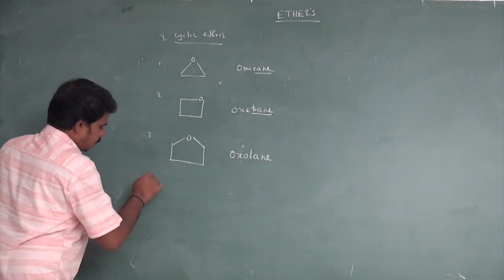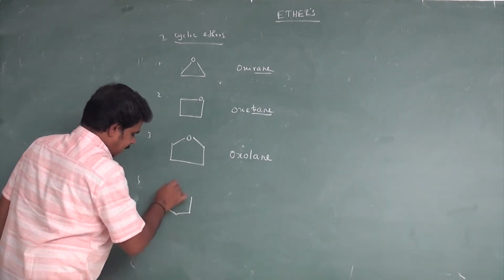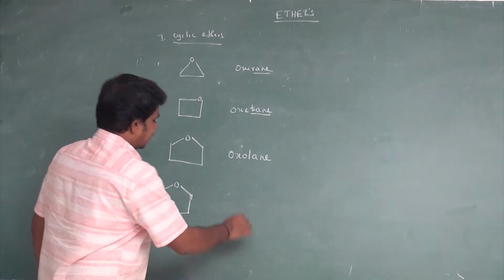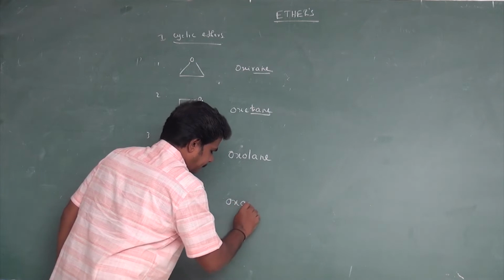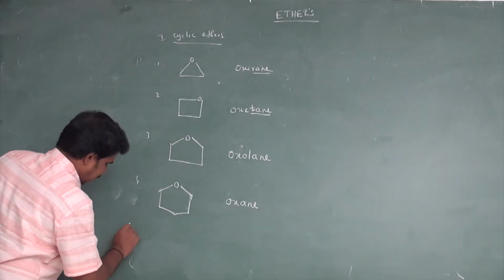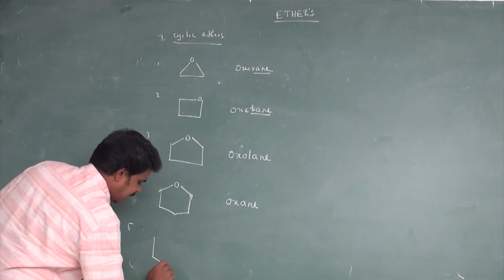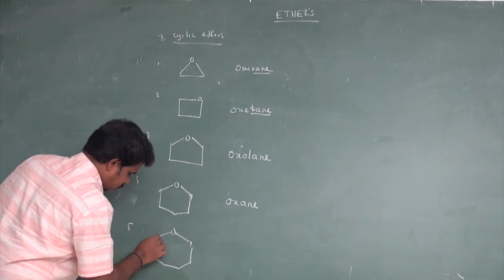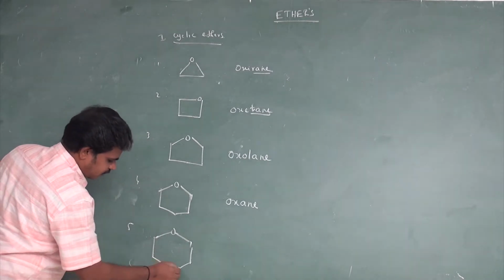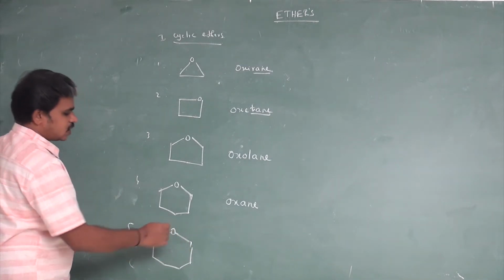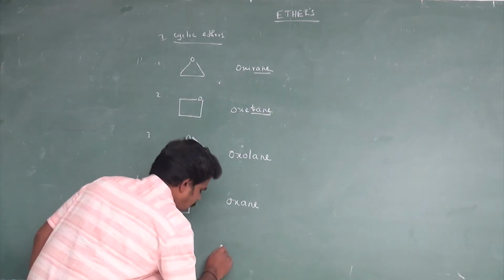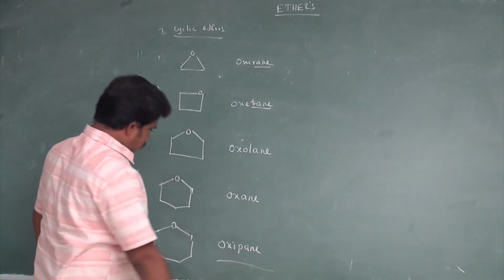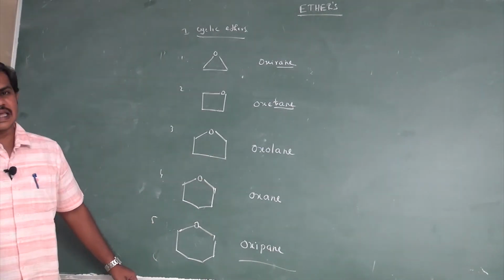Then, six-membered cyclic ethers: it is oxane. Then, seven-membered cyclic ethers. Here it is 1, 2, 3, 4, 5, 6, 7. So a seven-membered cyclic ether is known as oxepane. Oxepane. So, it is very important naming for cyclic ethers.